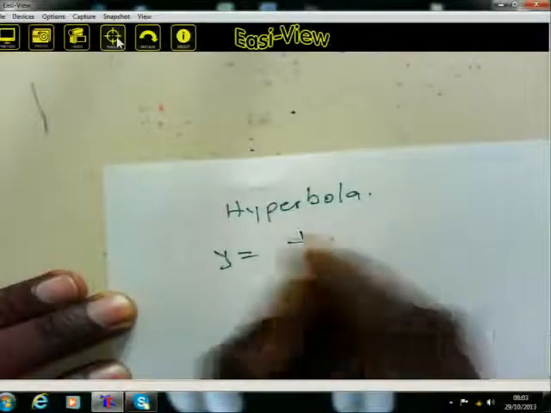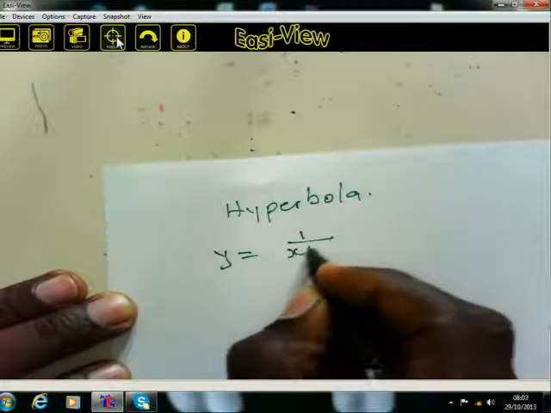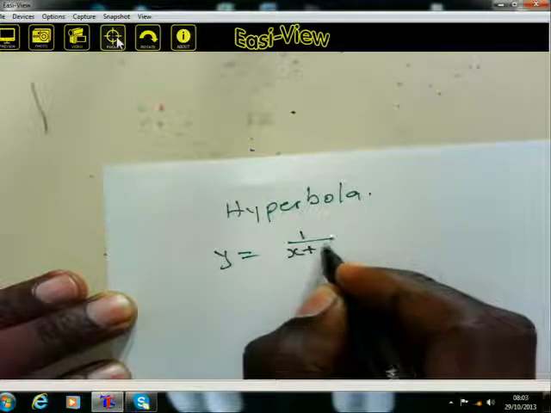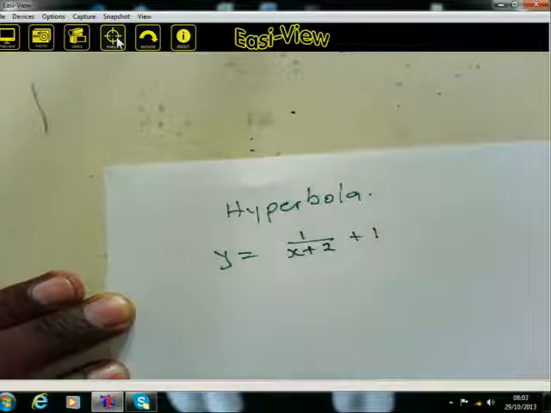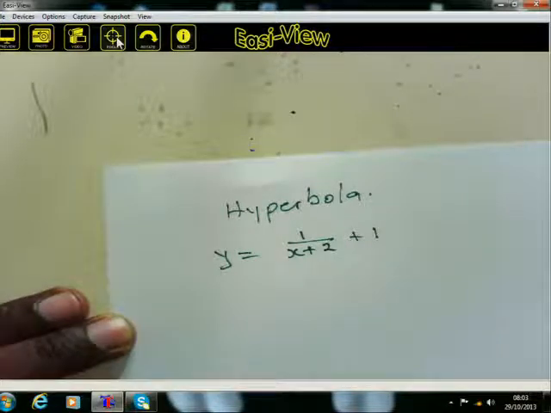We are still on functions today. We start with the hyperbola again. That's where we ended up yesterday. So with the hyperbola, remember that the hyperbola is in the form of y equals a over x plus p, plus q, right? And yesterday we were busy with this hyperbola.